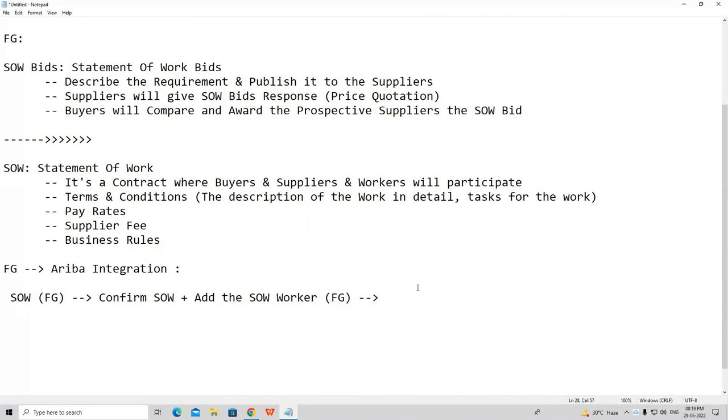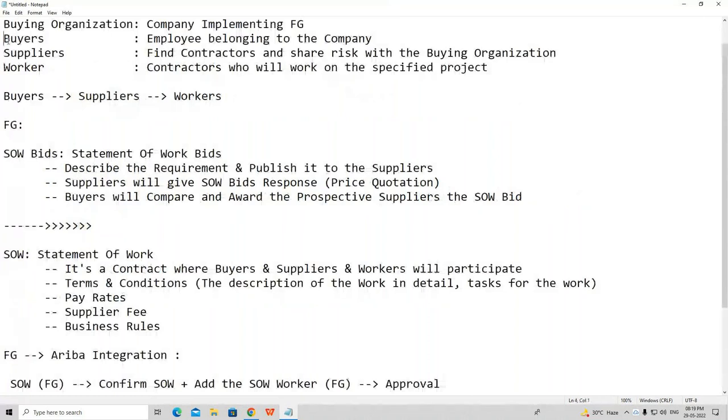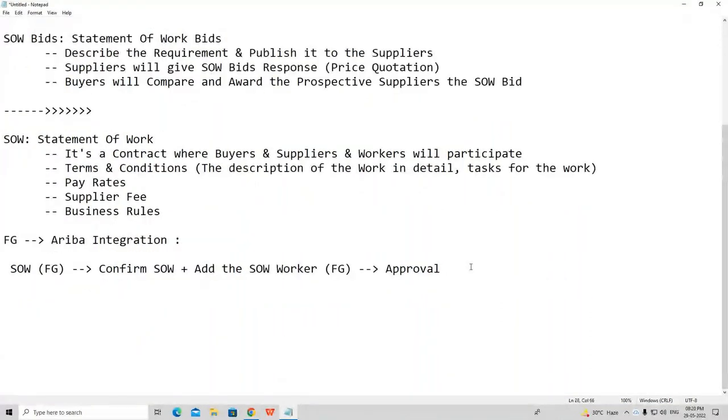Now, approval. Why am I talking about this approval? Yes, the supplier will use Fieldglass. When you all get the access, you will see that we are giving access for buyer, for supplier, and one for worker. You will get three accesses when you get access from us. That means when you register for the course, you will get these three accesses, not one access.